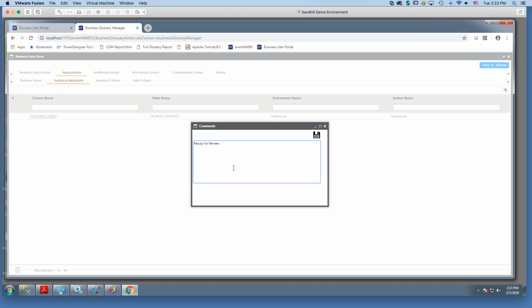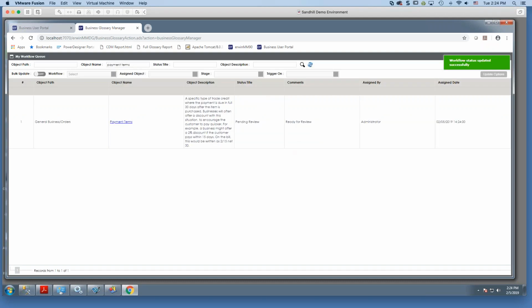Now, comments are especially important here because when you start looking at the history of this over time, the comments are what are going to help you understand where it was in the process and why it was submitted for review, et cetera. So here I'm simply saying it's ready for review. I'll select this. Now it tells me my workflow status updated successfully. So that's perfect. So it's now moved to the next stage. Now, if you remember, the administrator is also the person who approves, as well as the person who publishes, et cetera, which happens to be me.